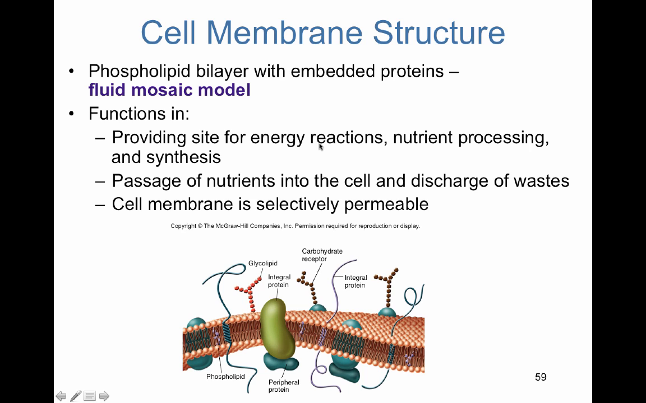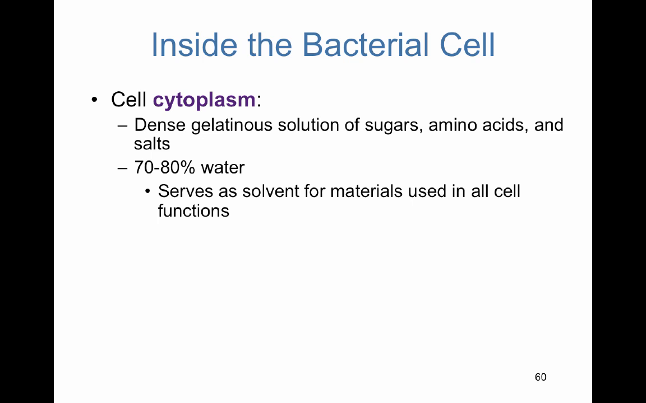And this cell membrane, which is found in both eukaryotes and prokaryotes, functions in providing the site for energy reactions. So unlike in eukaryotes where ATP is synthesized in mitochondria, ATP synthesis is a result of electron carrier function that's found in the cell membrane. Those cytochromes are found in the cell membrane rather than mitochondria in eukaryotes. Also, the cell membrane is important for nutrient processing, synthesis, and transport, and the key is that it's selectively permeable, so it will only allow certain molecules to pass through or to leave that cell.